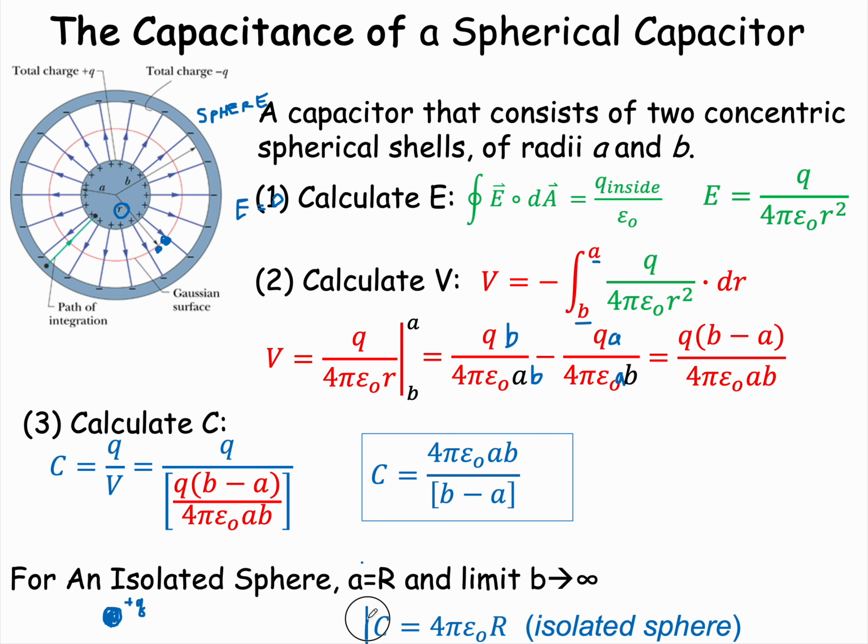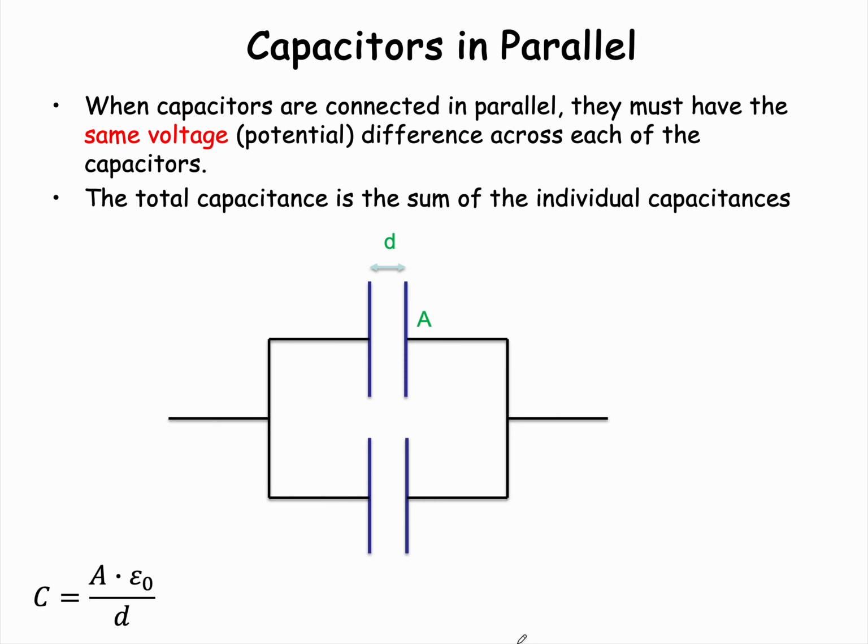And you might actually recognize this equation because that's the one we came up with when we started this chapter and looked at just a single isolated charged sphere of radius r. But just to show that this is consistent. The next part of this chapter is capacitors or capacitor networks. That is where you've got multiple capacitors connected together in various states.